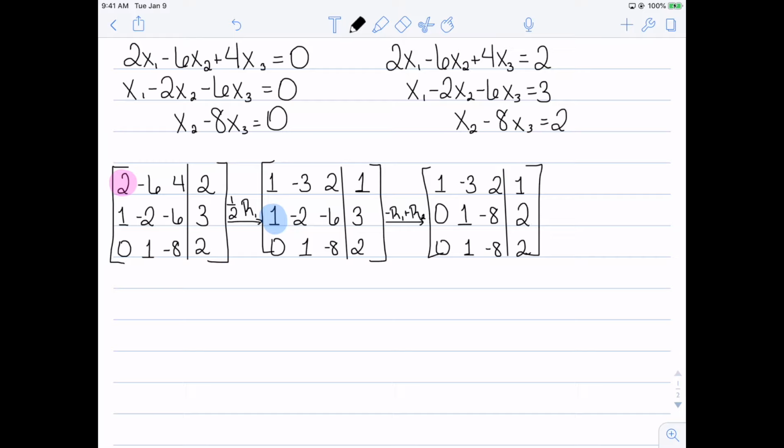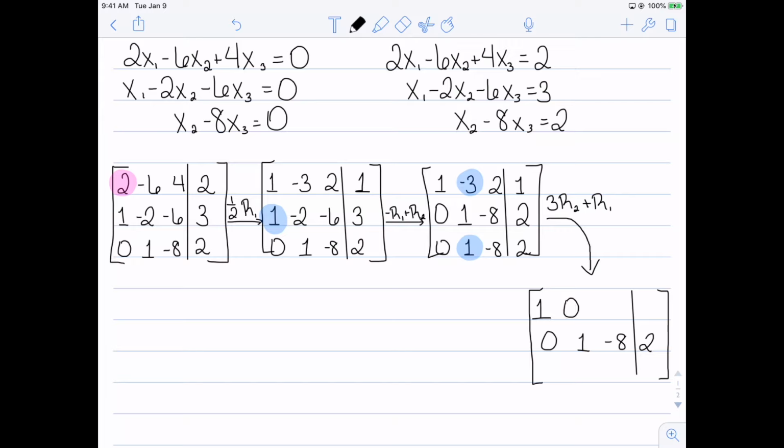I already have my 1 in the second row, second column. So I just need to get zeros both above and below. To get a 0 above this one, I'm going to do 3 row 2 plus row 1. My second row will not change. I then have 3 times 0 is 0, plus 1 is 1. 3 times 1 is 3, minus 3 is 0. 3 times negative 8 is negative 24, plus 2 is minus 22. And 3 times 2 is 6, plus 1 is 7.